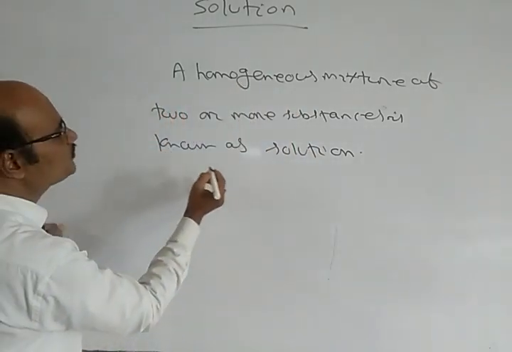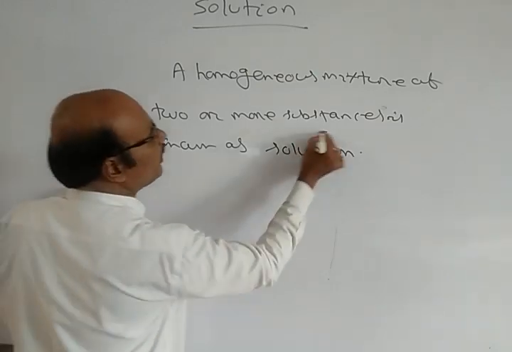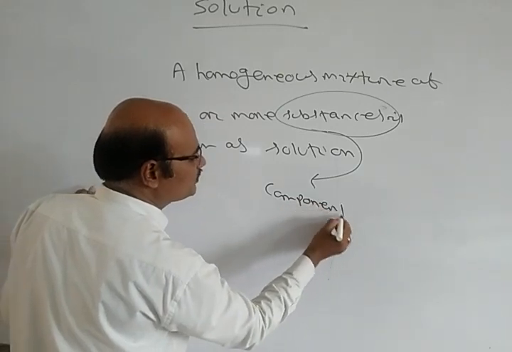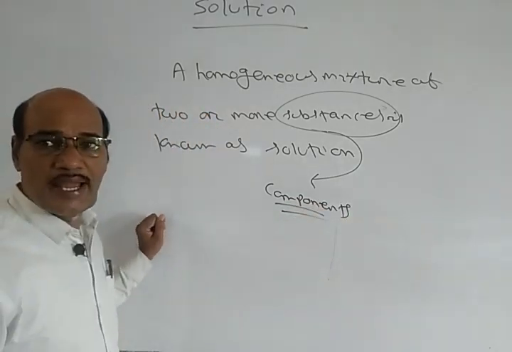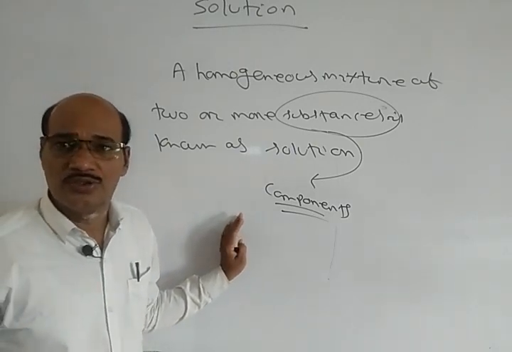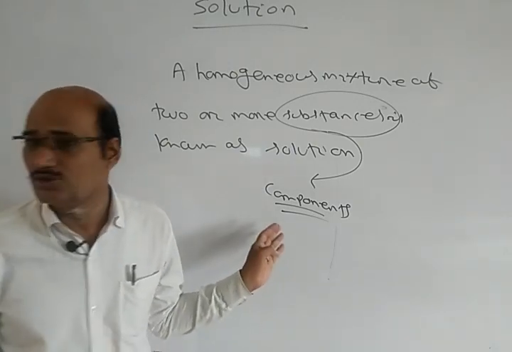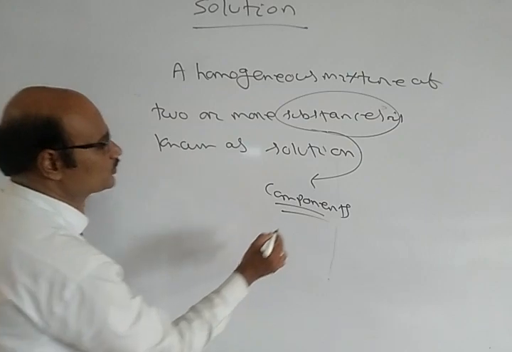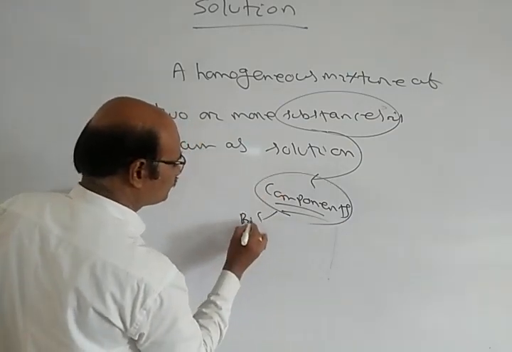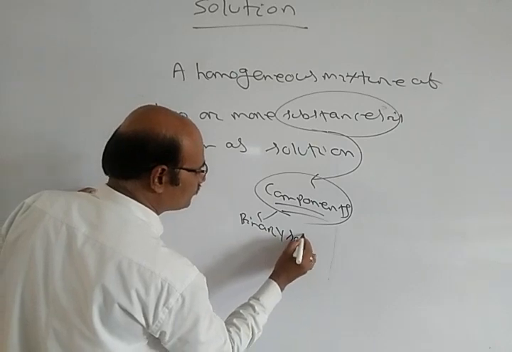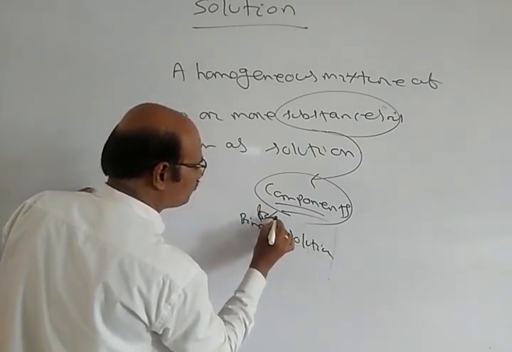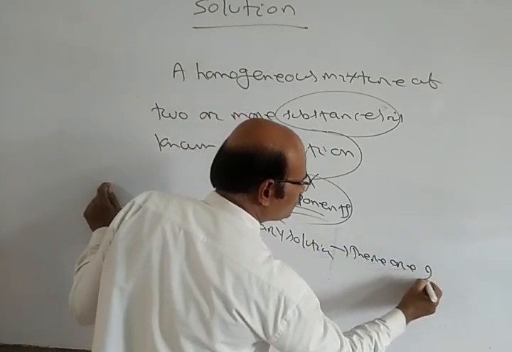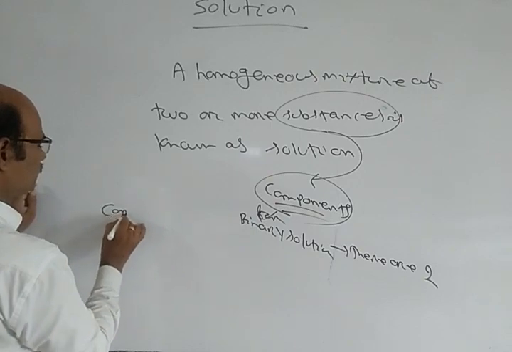Now the substances which are present in the solution are called what? These are called components of the solution. And in a particular solution, if suppose we have a binary solution, that means we have two components. So for a binary solution, there are two components.